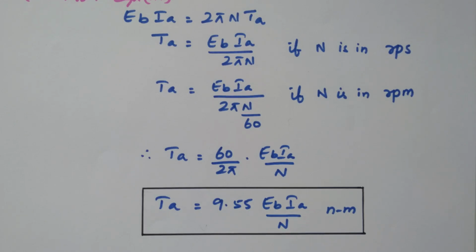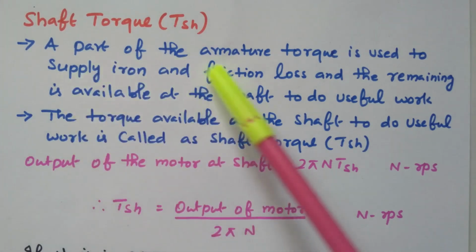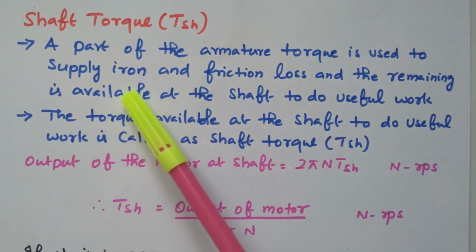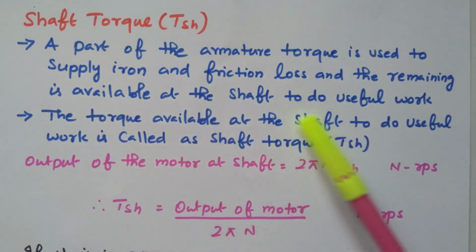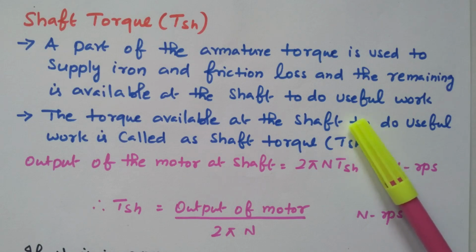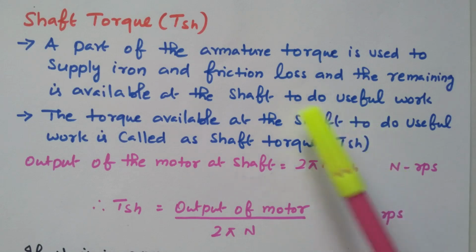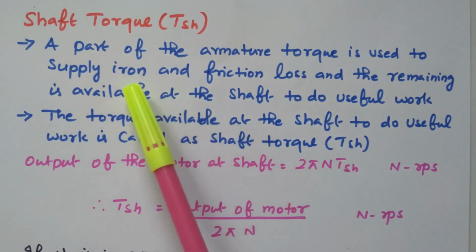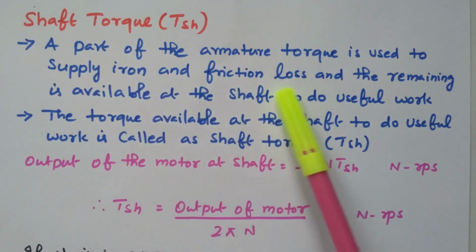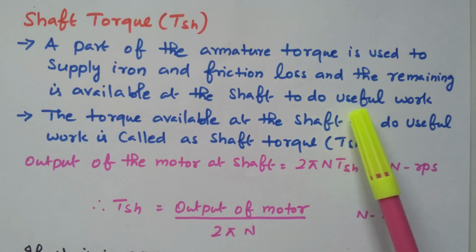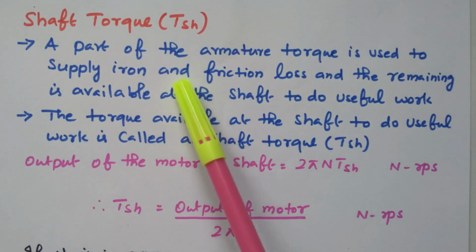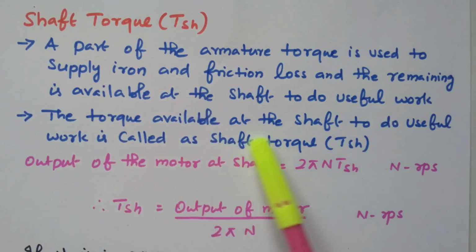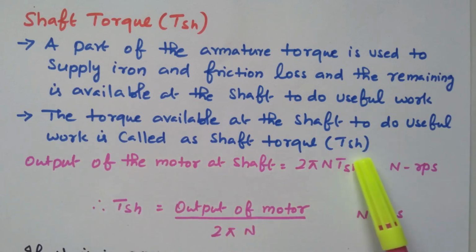Now we will go to the shaft torque. Part of the armature torque is used to supply iron and friction loss, and the remaining is available at the shaft as useful work. The torque developed in the armature is not fully available at the shaft. Some of the torque is lost due to iron and friction loss. So the remaining is available as useful torque, which is called the shaft torque. Due to losses, some torque is reduced. The torque available at the shaft to do useful work is called the shaft torque, TSH.